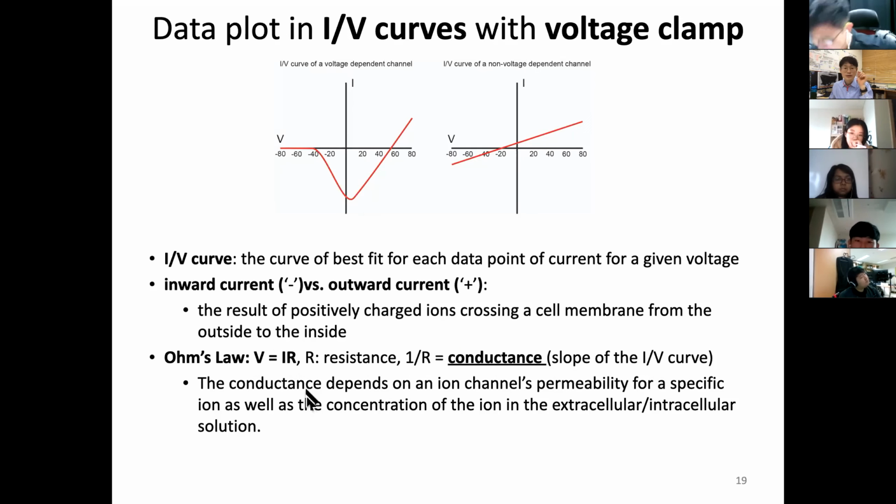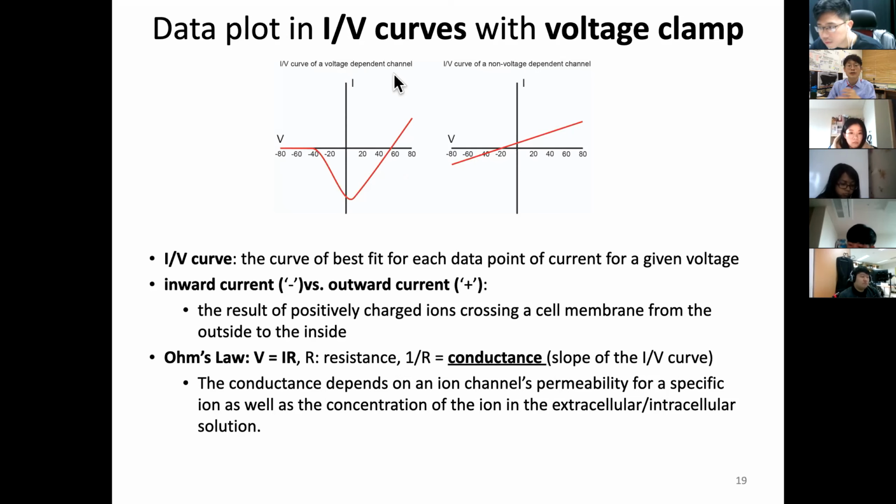Okay. So this conductance really depends on the ion channel's permeability for which specific kind of ion, and also on the concentration of the ion inside and outside of the solution through the channel. Okay. So here is an example where you see the relationship is nonlinear, because the current changes depending on what voltage it is. So this is a so-called voltage-dependent channel.